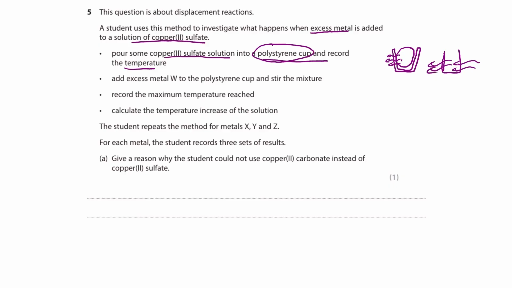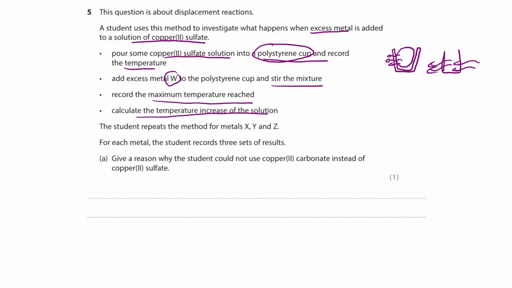Add excess metal W to the polystyrene cup, which now has copper sulfate solution, and we stir the mixture. Why do we stir it? To make sure heat distribution is even, plus the rate of the reaction will be faster, because we want to finish this experiment faster and then move to the next one. Record the maximum temperature reached. Calculate the temperature increase of the solution. So what they did was see how much the temperature has gone up.